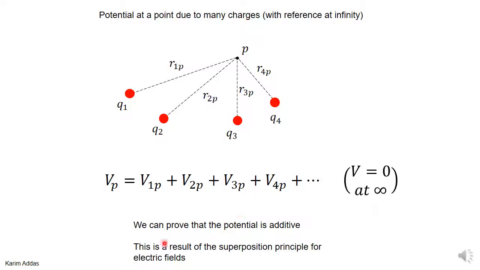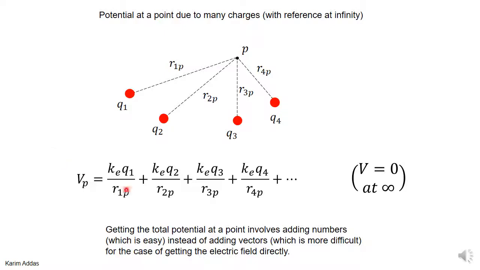And this proof relies on the principle of superposition that we know for electric fields. So we'll show this in the next video. If you want to watch it, you can watch it. But this is the final result. And it shows how simple it is, and the reason why the concept of potential is important and why it's a nice way to get the electric field, because when you're getting the potential at a point in space, you're adding numbers. So adding numbers is very easy.